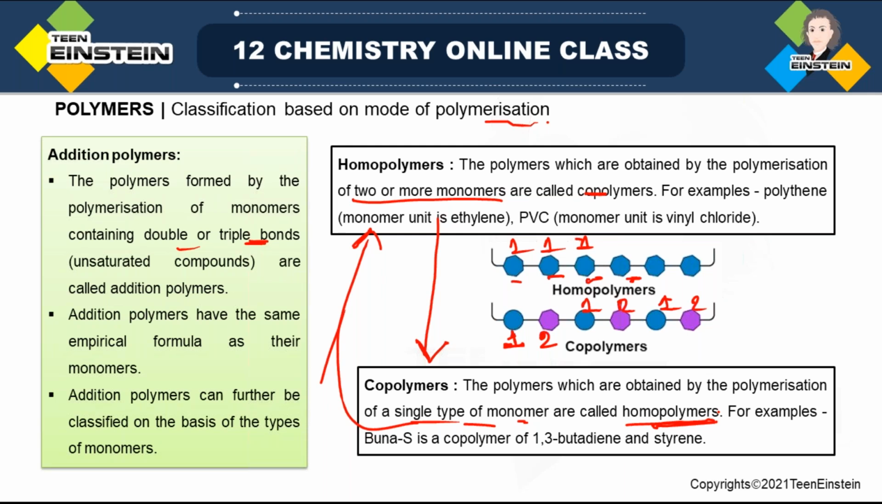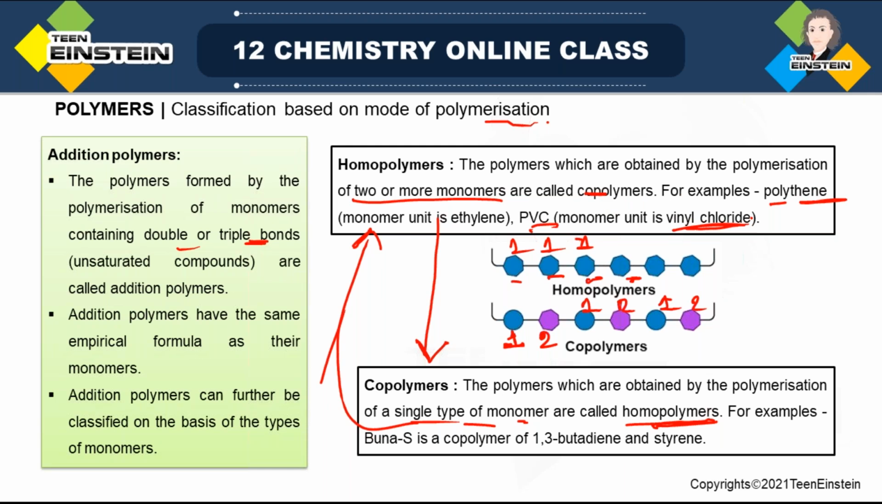Fine. So for example, polythene, where the monomer unit is ethylene, and PVC, where the monomer unit is vinyl chloride. So polythene, as the name suggests, polyethene, that means ethene molecule is the monomer unit which is repeating several times. So only one monomer unit, but in copolymer there will be at least one extra. Another example of homopolymer is PVC, where vinyl chloride is the single monomer.